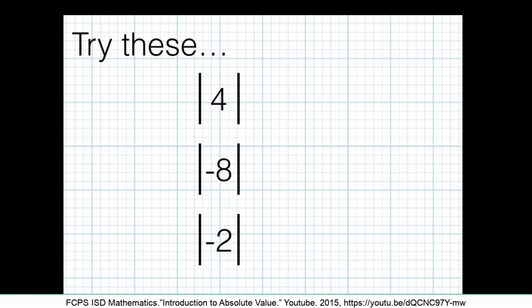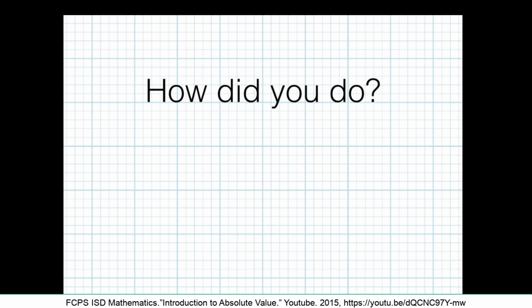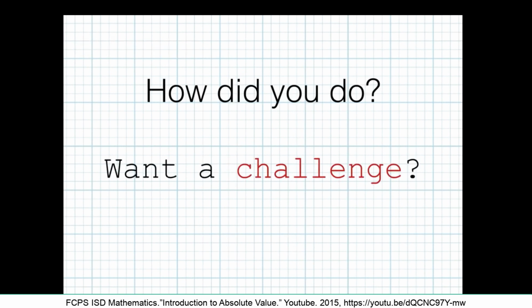The absolute value of 4 is 4. The absolute value of -8 is 8. And the absolute value of -2 is 2. How did you do? Want to try a challenge?